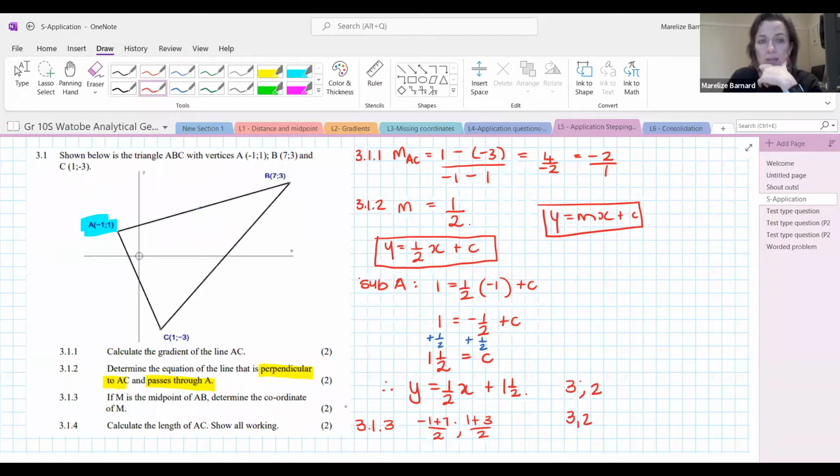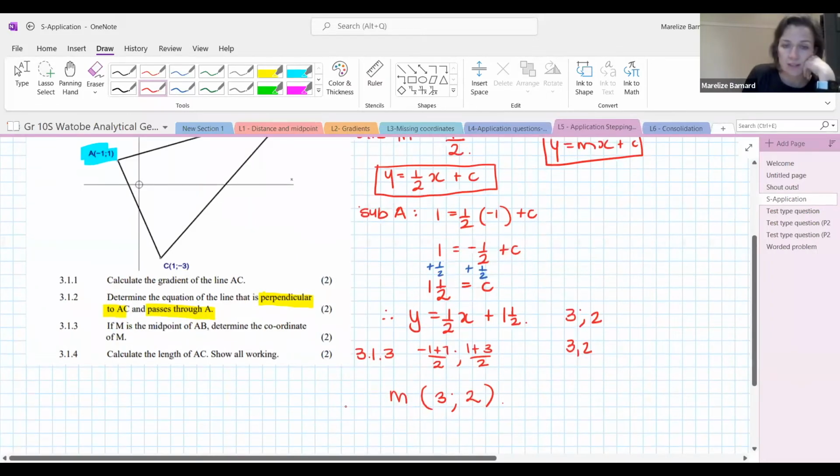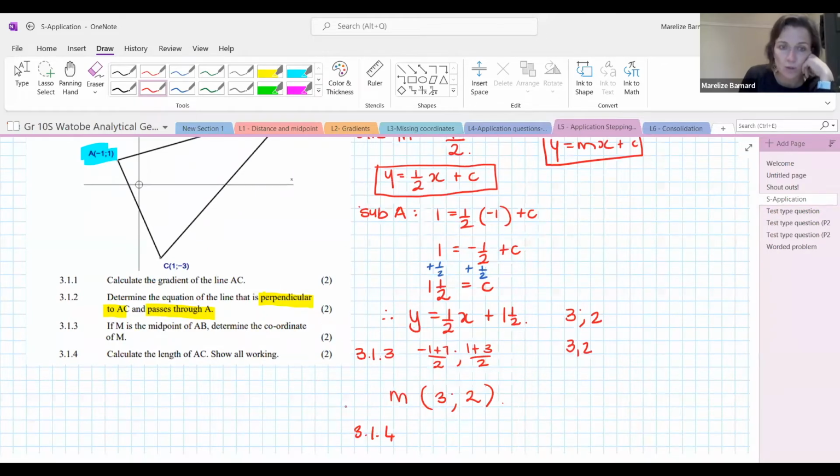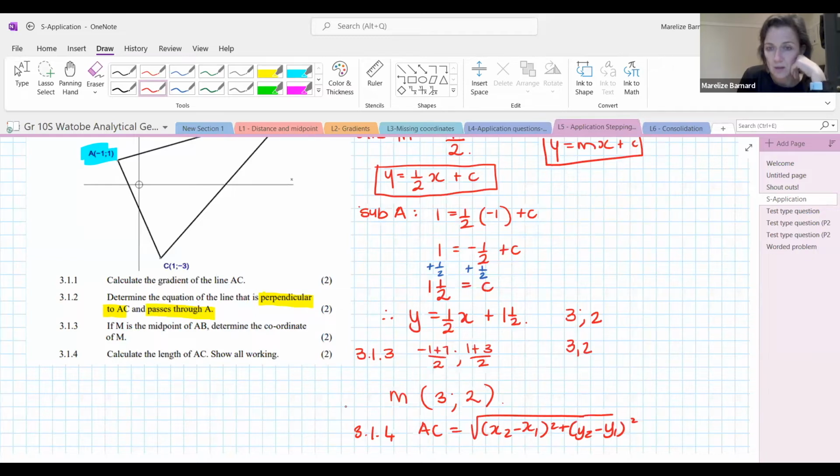That should be no problem. We've done that many times now. 3.1.4, and you've done it in your quiz and you did very well with it. So AC, we're going to do x2 minus x1 squared plus y2 minus y1 squared. Since they do not specify, you can leave your answer in surd form or in decimal form. So pop it in the chat as soon as you've got it.